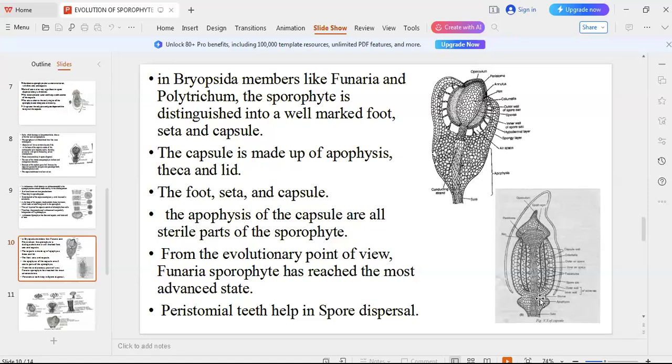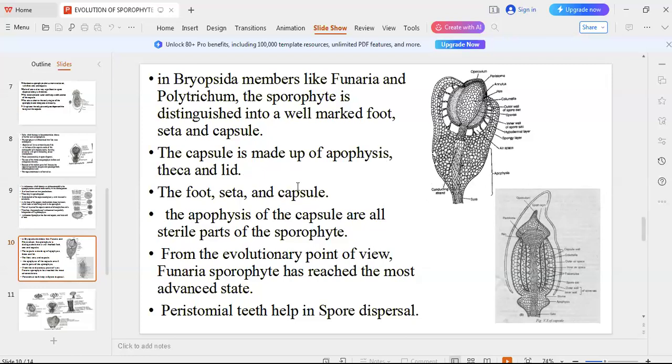Okay. So this is a very complex structure of sporophyte in the BRYOPHYTA members like Funaria and Polytrichum. It is in this slide so neatly, yet you could not say. So in the BRYOPHYTA members like Funaria and Polytrichum, the sporophyte is distinguished into well-marked foot, seta, and capsule. The capsule is made up of apophysis, theca, and lid. That is the special character of capsule, observed only in the BRYOPHYTA. Because of that, this is a well developed, evolved sporophyte. This is a complex structure.